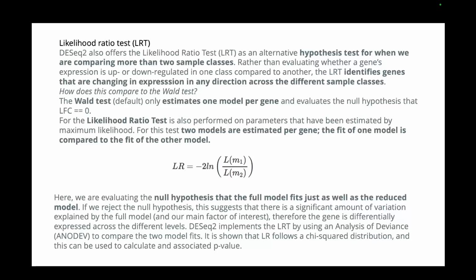I am not going into details of the chi-squared distribution and how the likelihood ratio test can be used to calculate the p-values, but just remember this part: you're comparing two different alternate models, and you are seeing which model actually fits the data better.